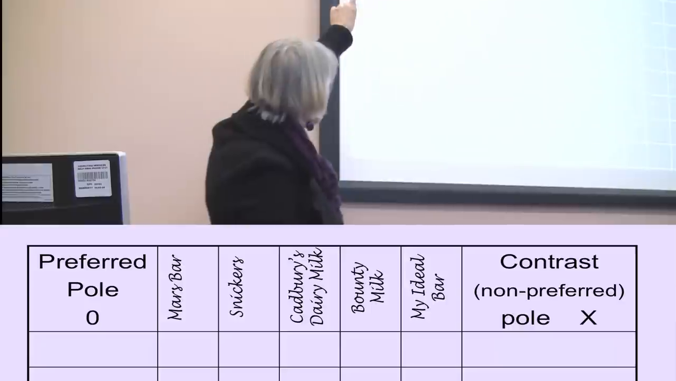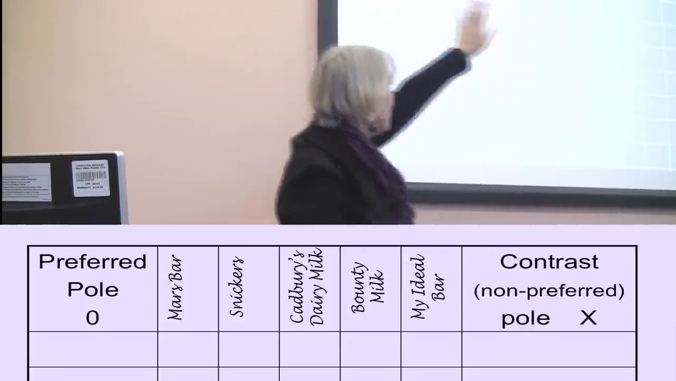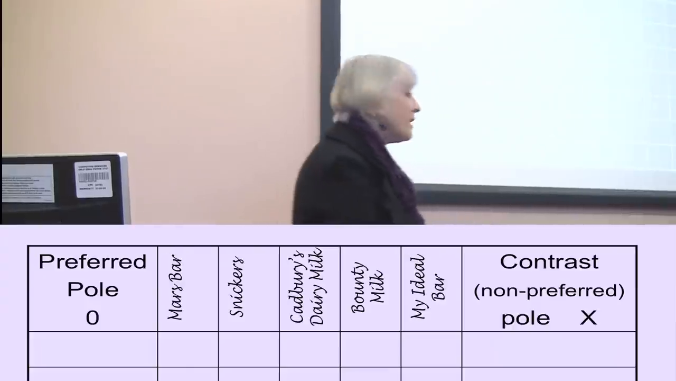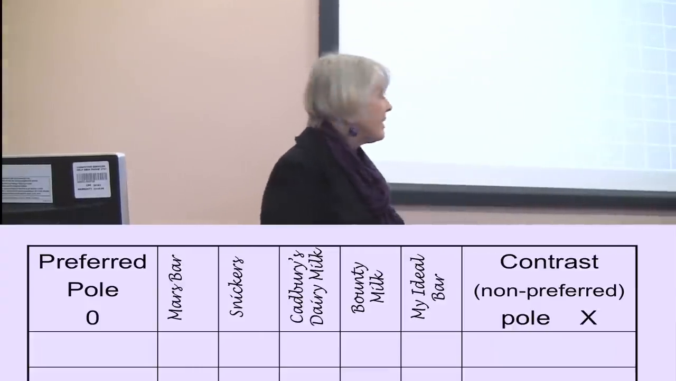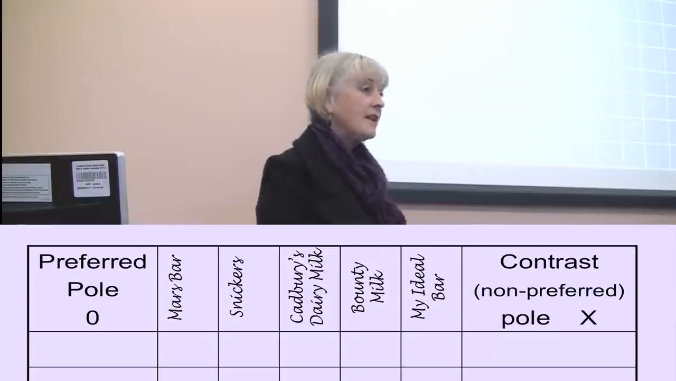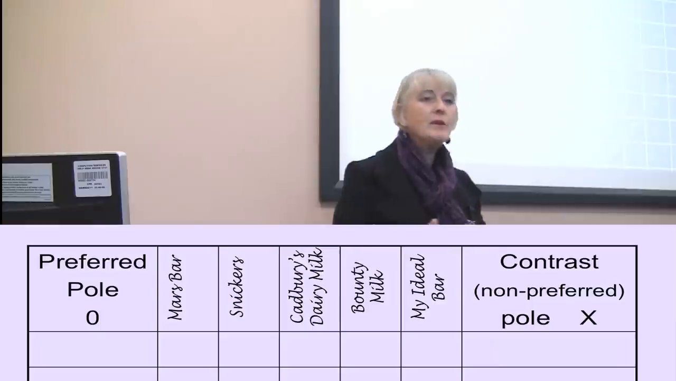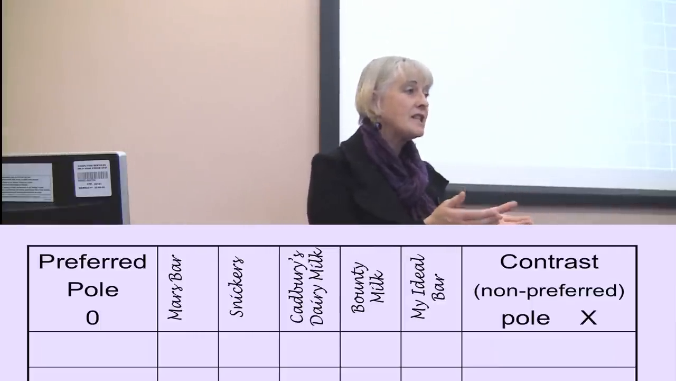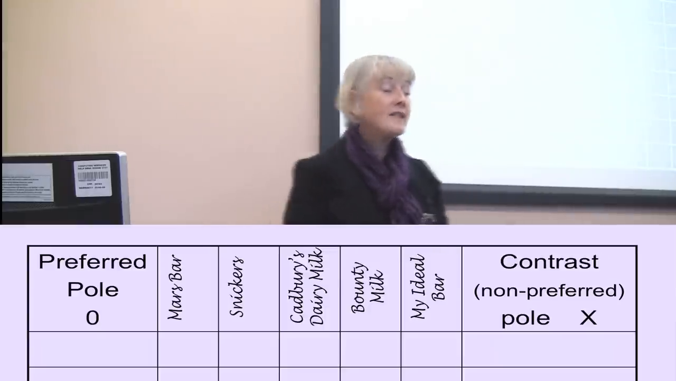And on the left-hand side, we've got what we call the preferred pole, and on the right-hand side, the contrast pole. So the first thing you have to do is to say, okay, like we did with fathers and hotels and diets, what's the opposite or what's the contrast for you? Can anybody tell me what their partner has said about the similarity between them? Nuts. One has nuts.